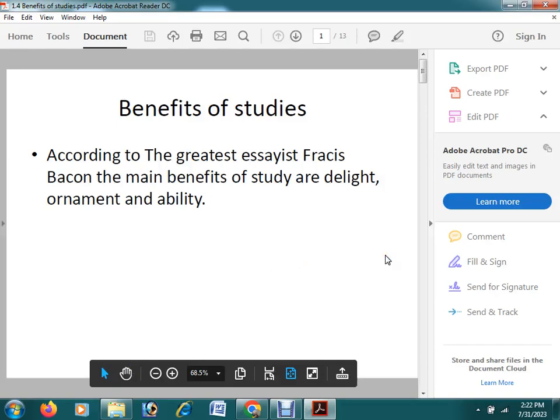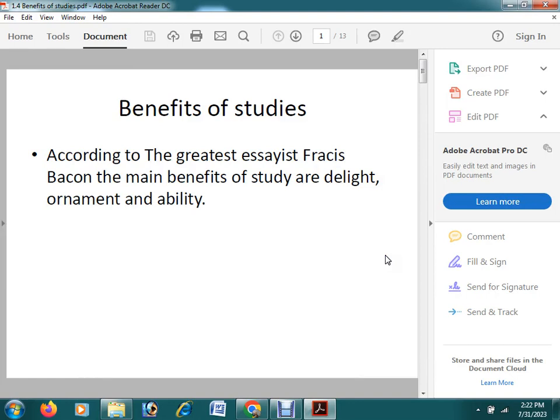So we have learned Francis Bacon's Of Studies essay. In this essay we have gone through several lines that tell the benefits of studies. So this is the theme: what are the necessity and the benefits of study?